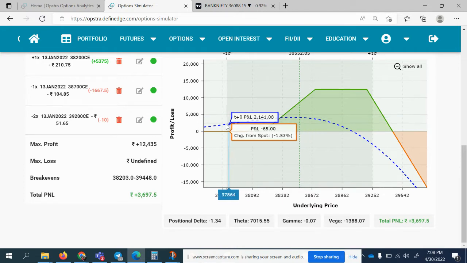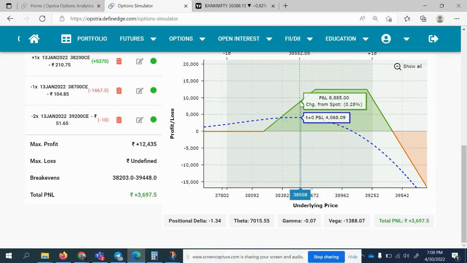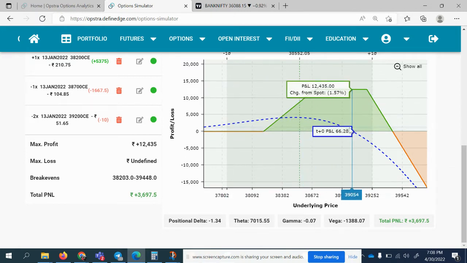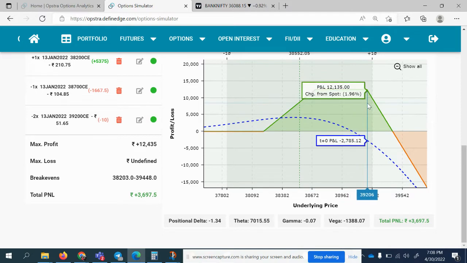As and when the market keeps going down, your loss will keep increasing. And what if the market makes a big gap up, until here a blue line will support. What if the market makes a move of like 2%? You will be in loss of 2,871. Look at the blue color box, t plus 0, right? Don't look at the green box. The green box is for the expiry, right?